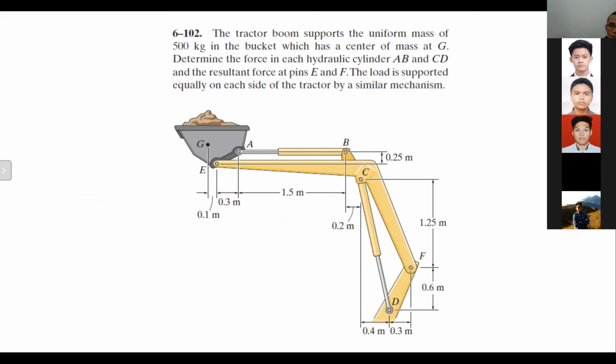Then for this one, what do you think? Is it a truss or not? Although my question is quite stupid, right?